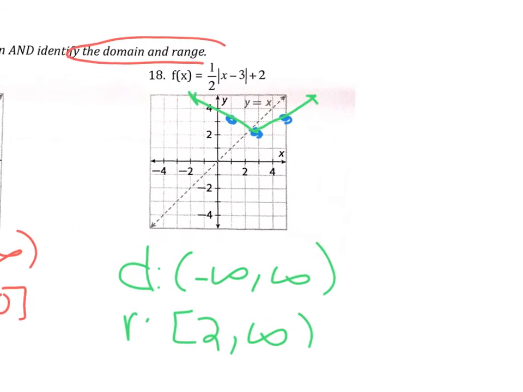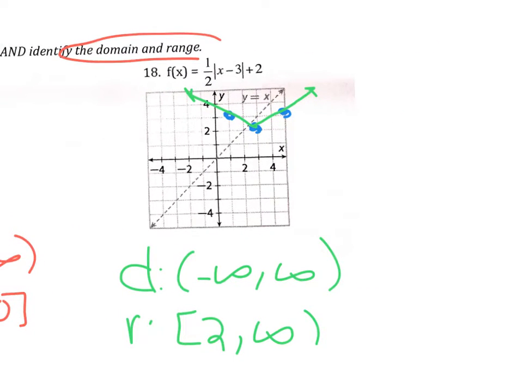18, a little bit tougher. 18 has a shift. You've got to go right 3 and up 2. There's your vertex. It has a 1/2 in the front, which is your slope. You go up 1 over 2, up 1 over 2. Draw your V. Got it.